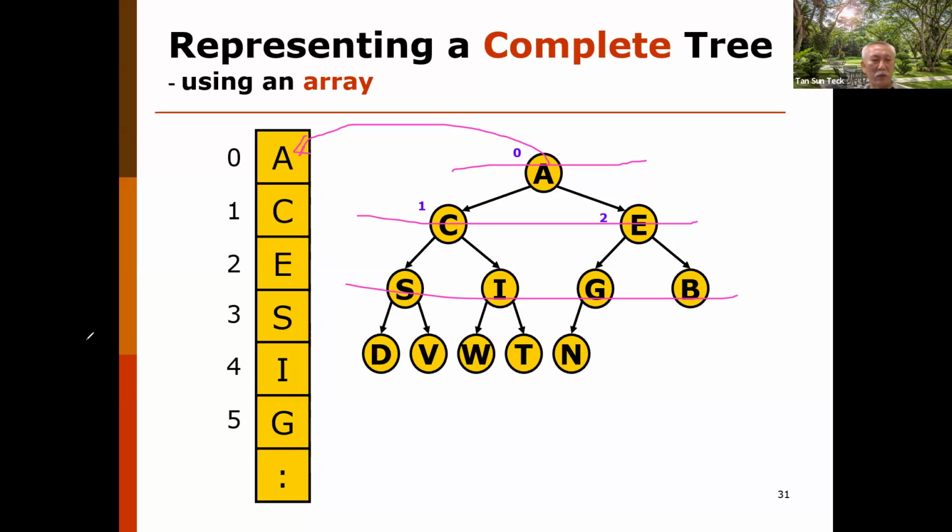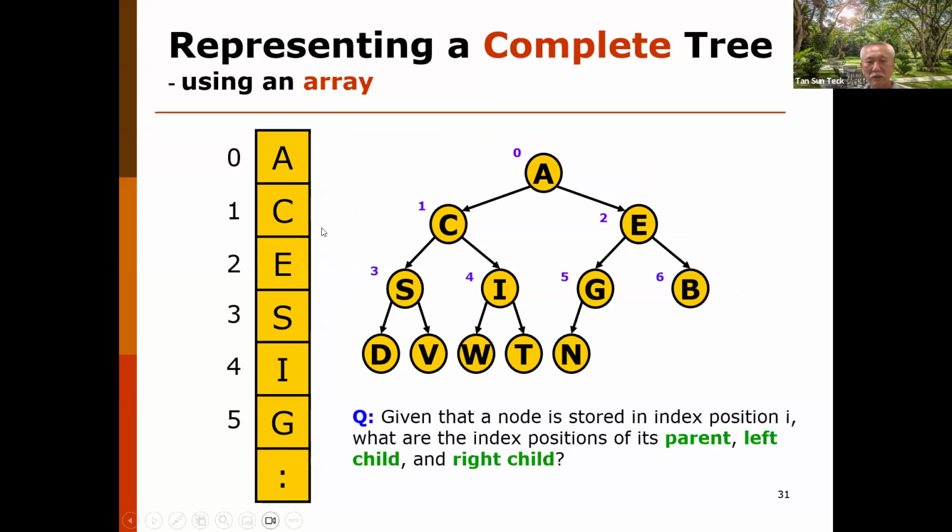Now, how do you access the values after you have represented them as a complete tree? It's very simple, because you just need to use a formula to find the left child and the right child, given the index of this particular value. And given the index of this particular value, you can find the parent. So given that a node is stored in index position I, what are the index positions of the parent, left child, and right child?